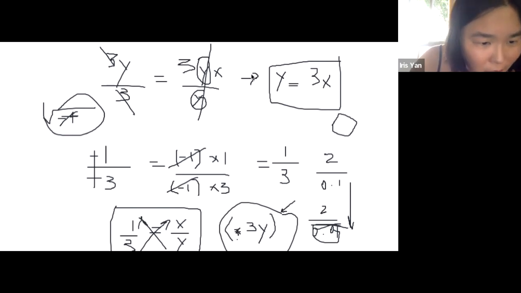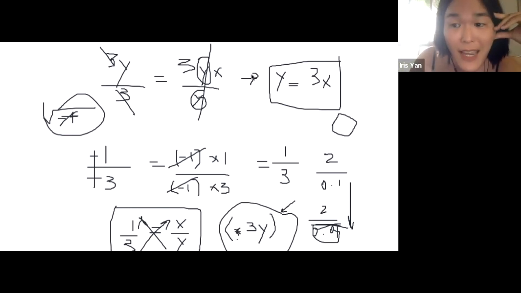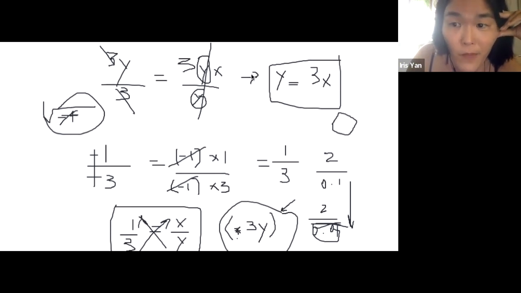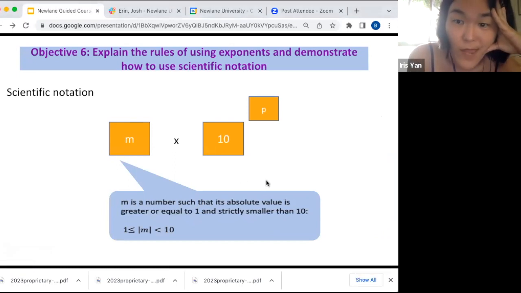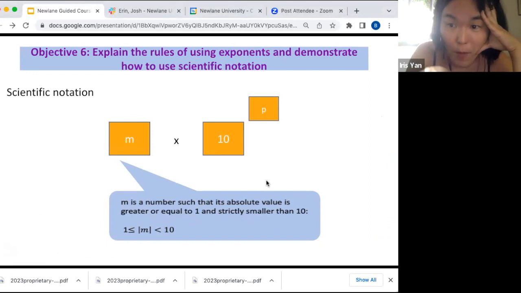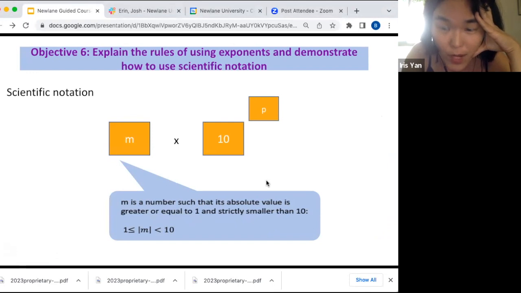So let's go back to the slides. Now that we've seen exponents, I would like to go back to see how scientific notation works. In scientific notation, you take any number and make sure it's in this format: a number M, whose absolute value, without caring about the sign, whether positive or negative, is always between 1 and 10, multiplied by a power of 10.